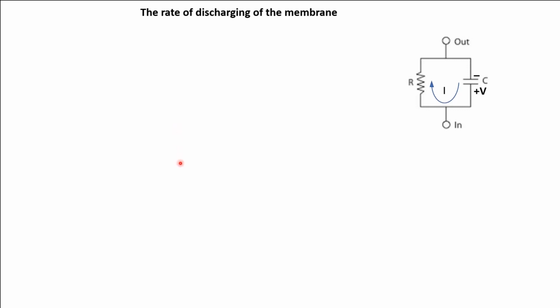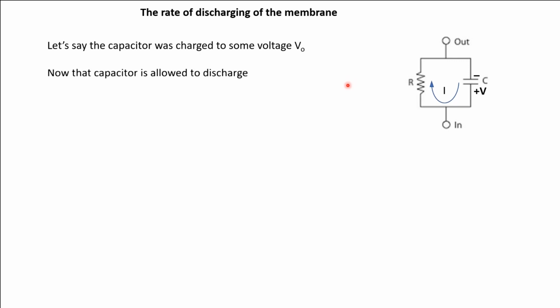Can we figure out what will be the rate of charging or discharging of the membrane? Or can we come up with a formula that tells us exactly how the charge across the membrane or the voltage across the membrane would change over time? So let's see if we can do that in the next 2-3 minutes. So say the membrane was fully charged to a voltage V0, and at time t equals 0, the external stimulations were removed and the membrane was allowed to discharge. So let's see how the voltage across the membrane would change over time.